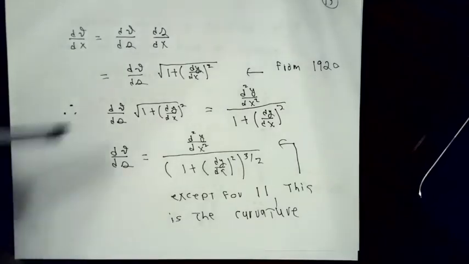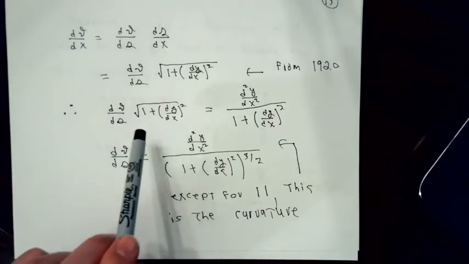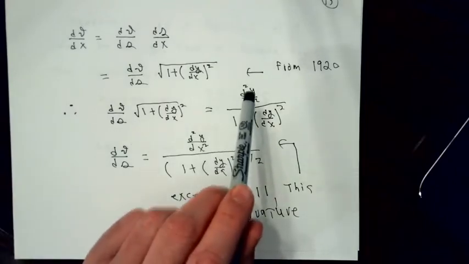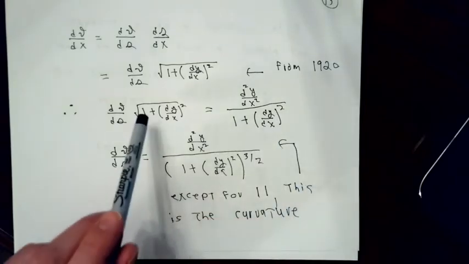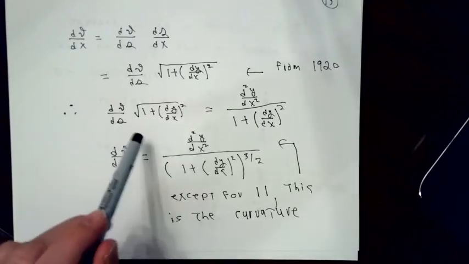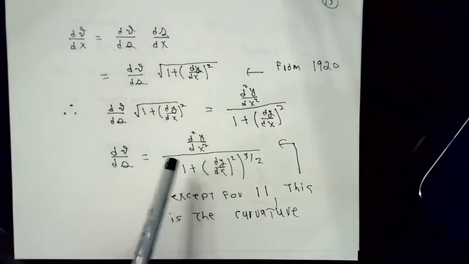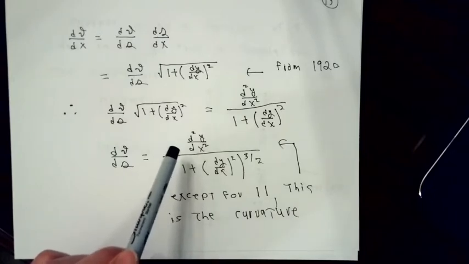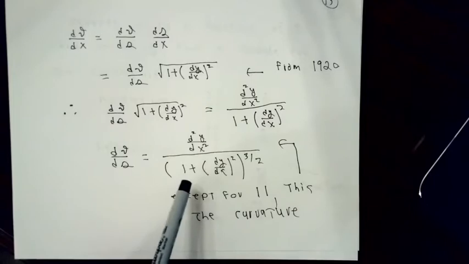This tells me that d theta ds times that radical is the second derivative of y over this quantity on the bottom, which is the same as this, except it doesn't have a radical on it. If I divide through by the square root, I find out that d theta ds is the second derivative of y with respect to x divided by the 3/2 power of 1 plus dy dx squared.